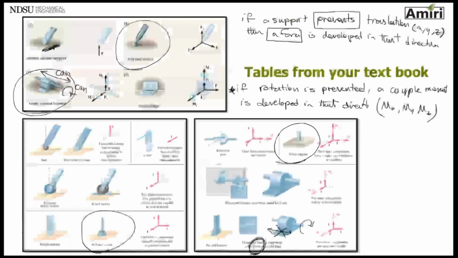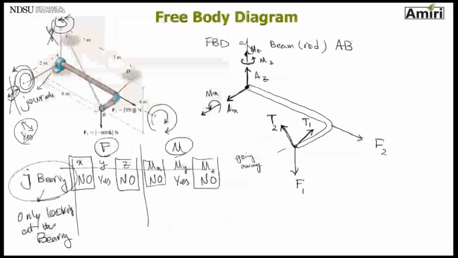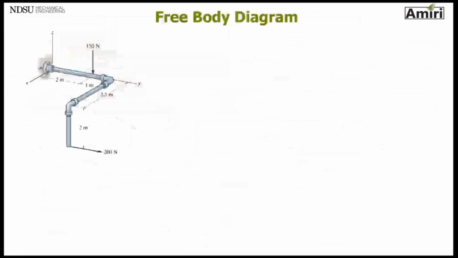If you look back at the journal bearing, that's where you see it. It has a moment about x, Fx, moment about z, and Fz. There's nothing in the y direction, no moment, no force. And that's what we got here, and that's all we care about. I have another example for you guys.